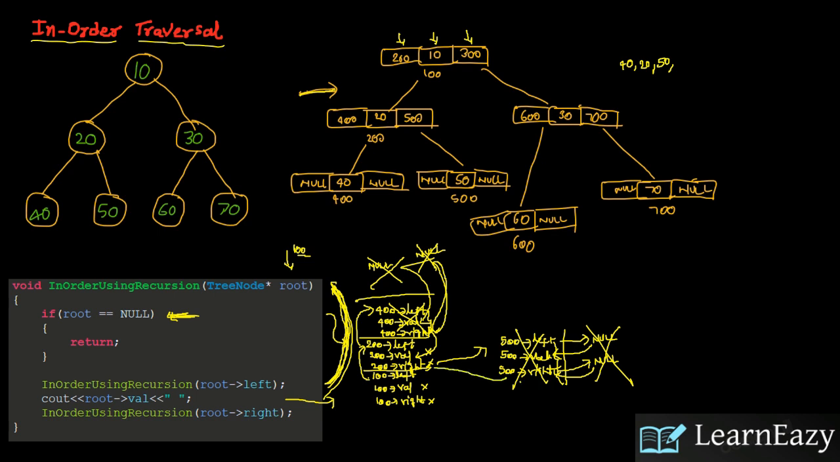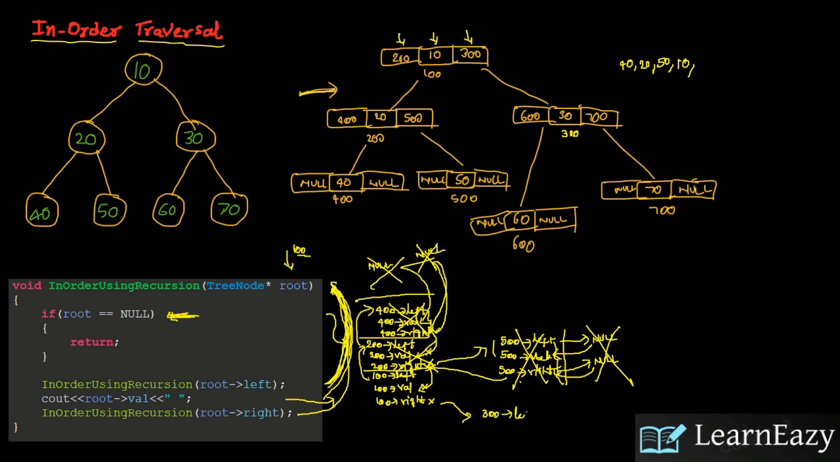Now it comes back here. Here all three calls are done. The stack record will get deleted and it returns back to here. 100 value, 100 value is nothing but 10. Then 100 right. 100 right means again we are passing 100 right to the same function. Let's assume 100 right is nothing but 300.